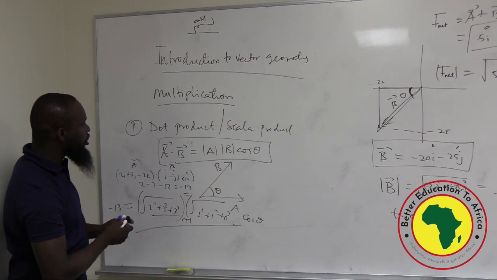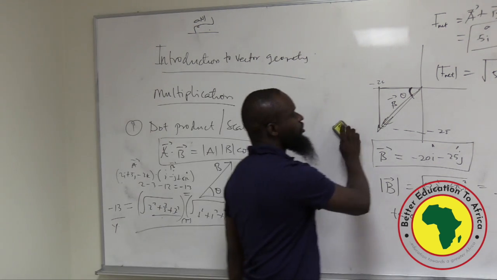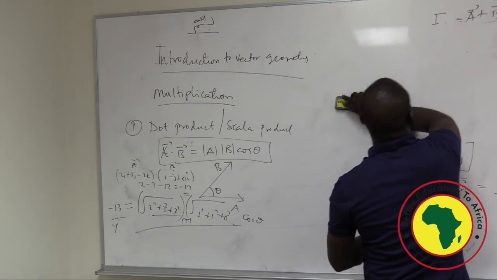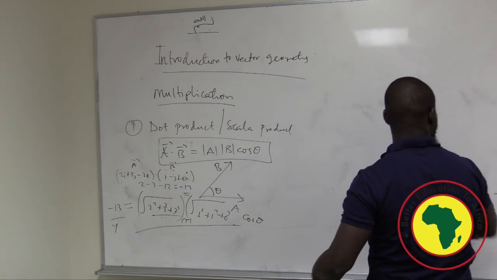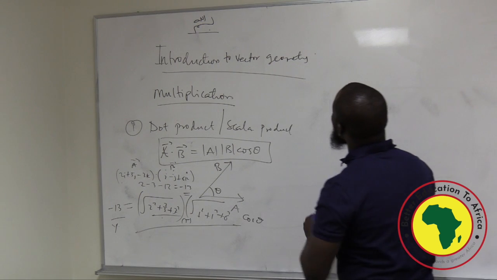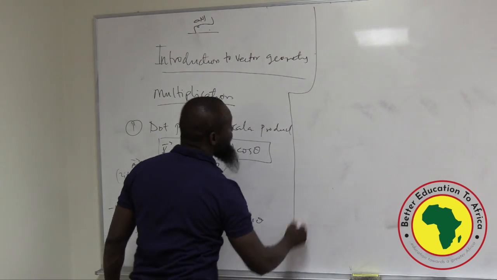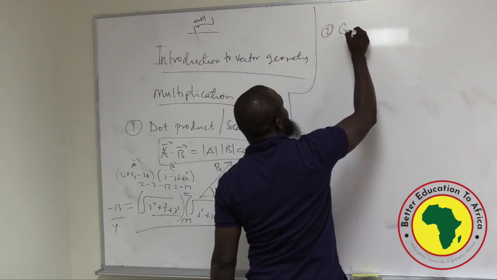Then we have another product we call the vector product or cross product. I'm rushing this. Don't worry, when you watch the video, try to slow it down. I'm trying to cover a lot in one. I've explained the basics. So we have what we call the cross product.